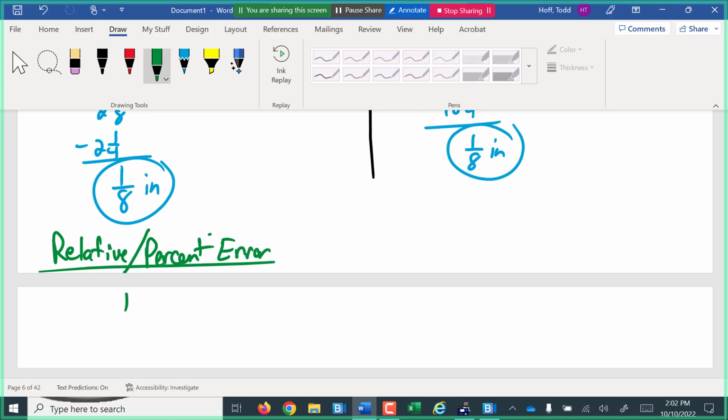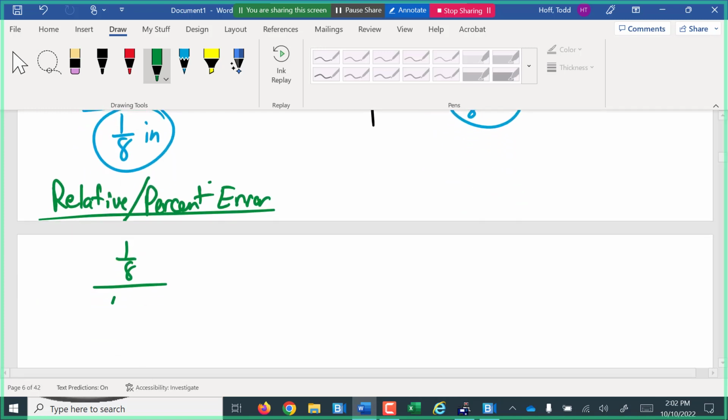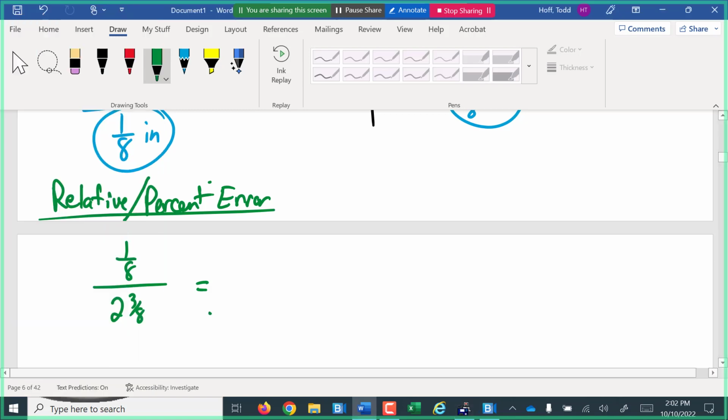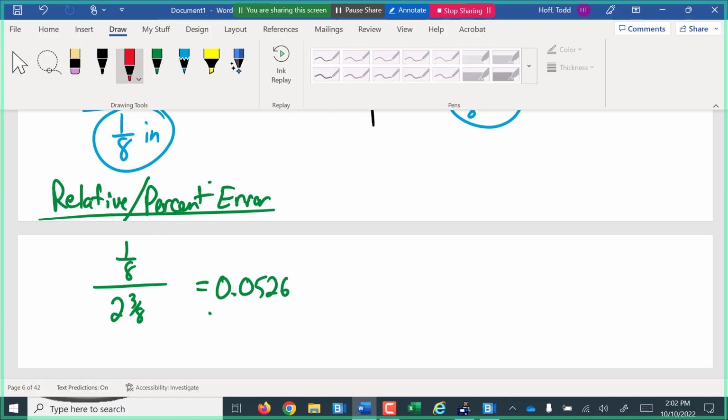So for object A, that's 1/8 of an inch divided by 2 3/8 inches, which gives us 0.0526, or as a percent, 5.26%. 5% error is too large. That's more than what we want to deal with.